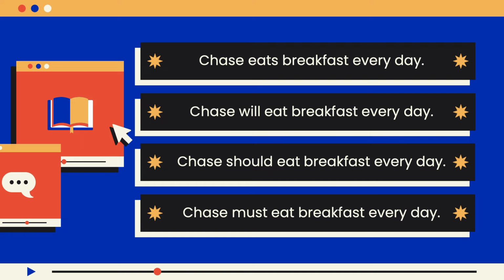Chase will eat breakfast every day. The modal verb will indicates that Chase does not eat breakfast every day right now, but he intends to do so in the future.